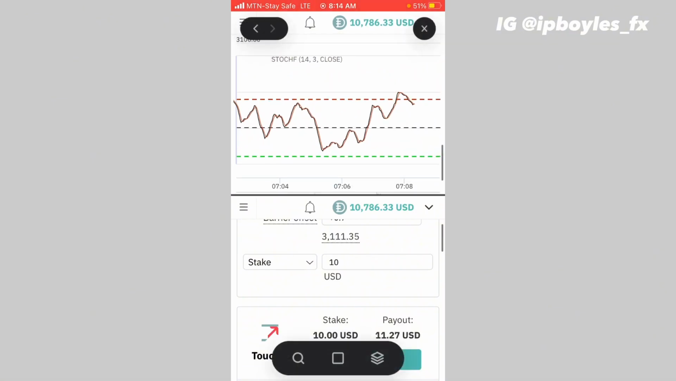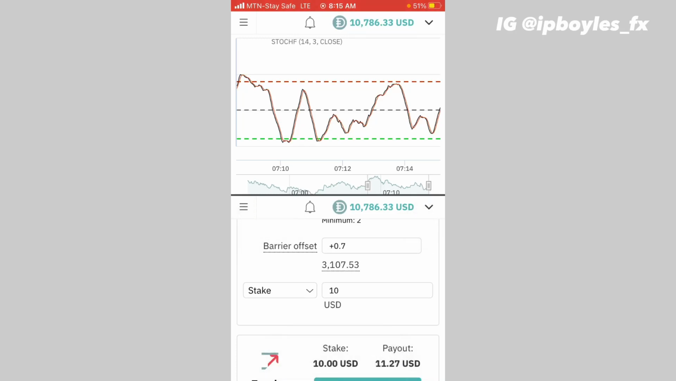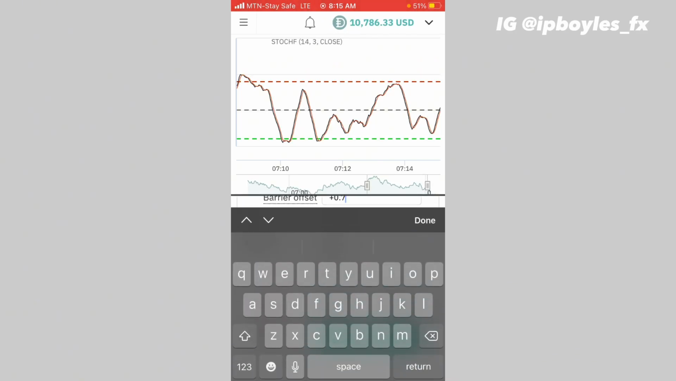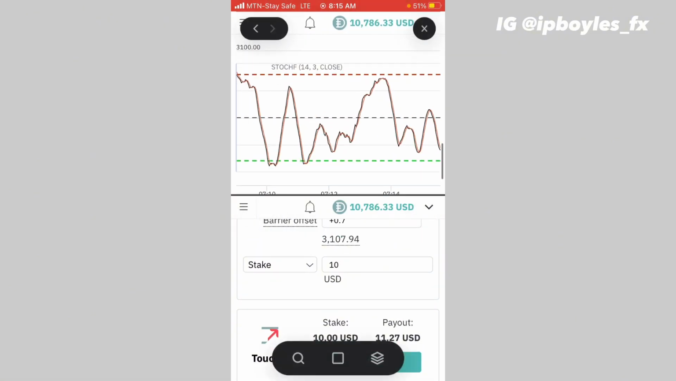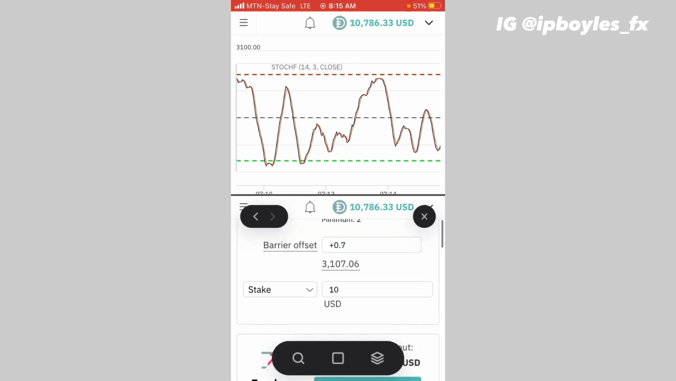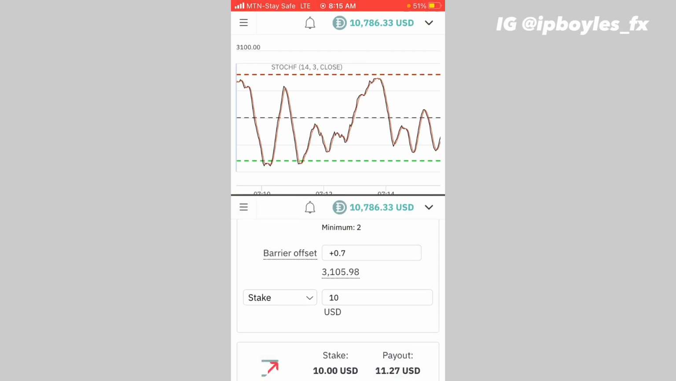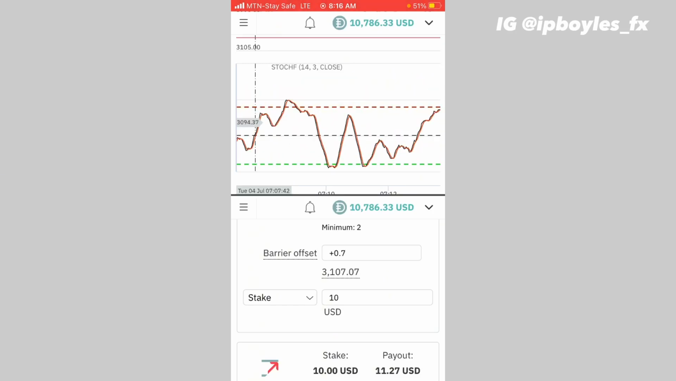So let me explain the strategy part of this before we look for a signal. Once it touches the green line, that means you want it to go up. That means you are setting your barrier offset on plus 0.7. Then for the downside, if it touches your red line, that's when you are going to set your barrier offset at minus 0.7, right? This time around you are not going to touch once the line touches or crosses the green line. So this is the strategy.